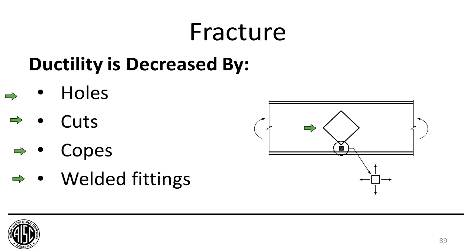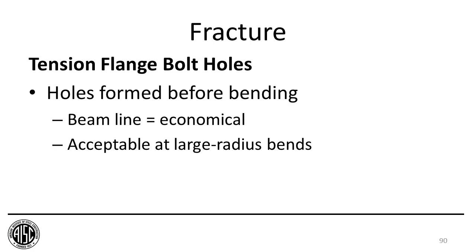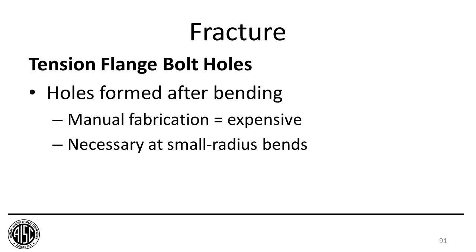Okay, so that's just in general, but let's talk about tension flange bolt holes. I'm talking about holes that are going to be on the tension edge during the bending process, so they're going to be on the outer edge of the member. And this is really only for wide flange shapes, but in general, you can apply it to all shapes. For holes formed before bending, your beam line will only accept straight members. So feeding that member through the beam line is economical for a fabricator. So the fabricator would like to form the holes before the bending operation is complete. That's only acceptable for large radius bends. For small radius bends, you would be wise to fabricate those holes after the bending operation, but it's more expensive because you can't use the beam lines.